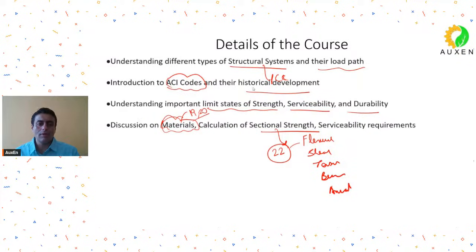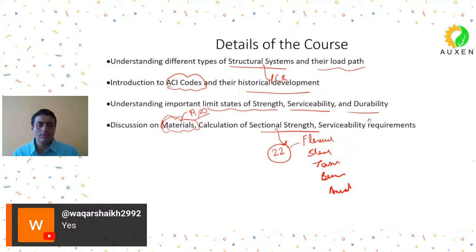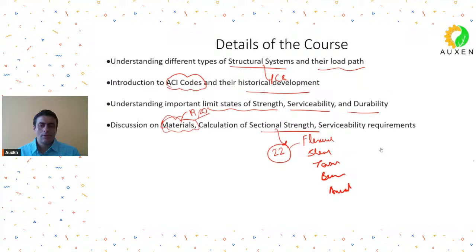How many of you have read the ACI code in the live audience? Read means at least have seen the document, maybe not gone in depth. How many of you have done that, or never seen ACI 318, or seen it for one of your projects, or in your studies? So few of you have seen the code in the past. That is good. Okay, continuing.